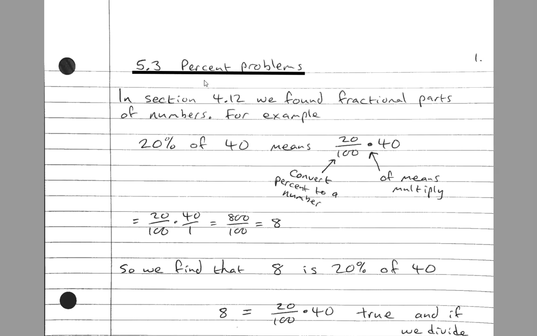In this section, we're looking at percent problems. In chapter 4, we were looking at percents. At the end of chapter 4, we looked at fractional parts of numbers. For example, if you wanted to find 20% of 40, how would you do that?